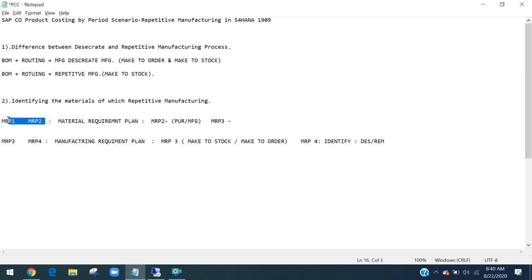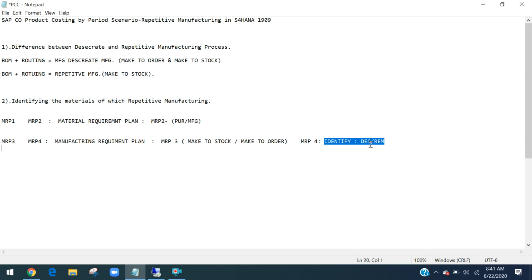That's why here MRP 1 and 2 indicate the material requirement plan. MRP 3 and 4 are called the manufacturing requirement plan. If it is a manufacturing requirement plan, then MRP3 identifies whether it is make to stock or make to order. And once MRP4 identifies, suppose, make to stock, for example, it identifies whether it is discrete manufacturing or repetitive manufacturing. Then the system identifies this way.